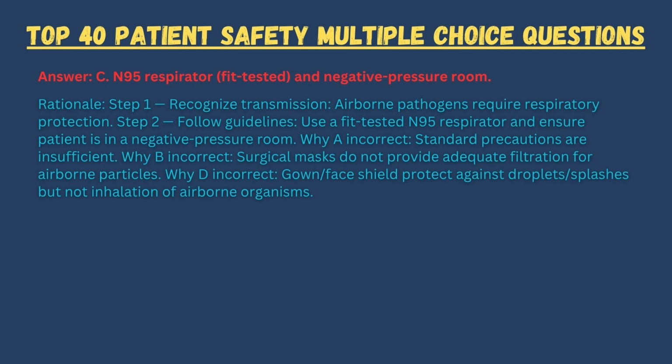Recognize transmission. Airborne pathogens require respiratory protection. Step 2. Follow guidelines. Use a fit-tested N95 respirator and ensure patient is in a negative pressure room. Why A. Incorrect. Standard precautions are insufficient. Why B. Incorrect. Surgical masks do not provide adequate filtration for airborne particles. Why D. Incorrect. Gown or face shield protect against droplets or splashes, but not inhalation of airborne organisms.